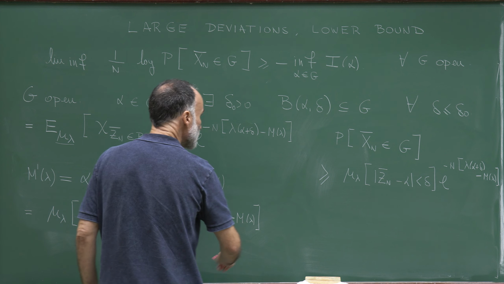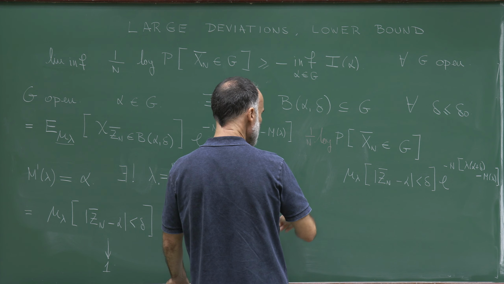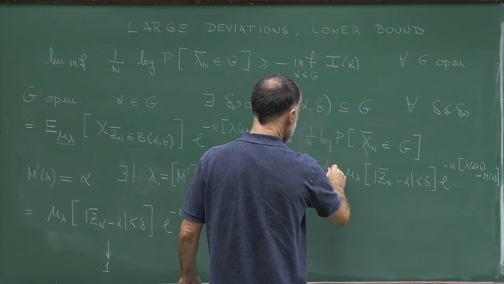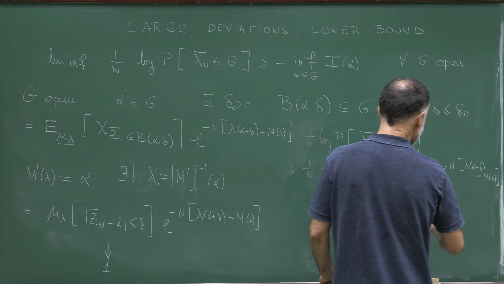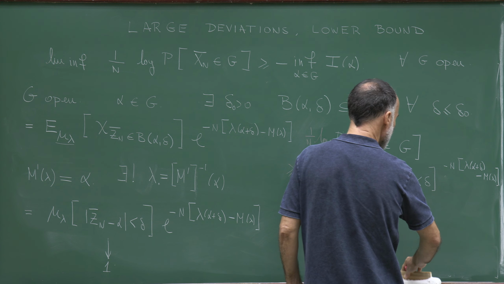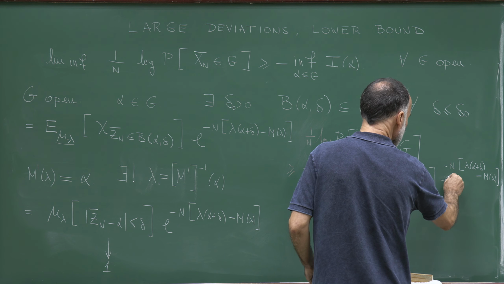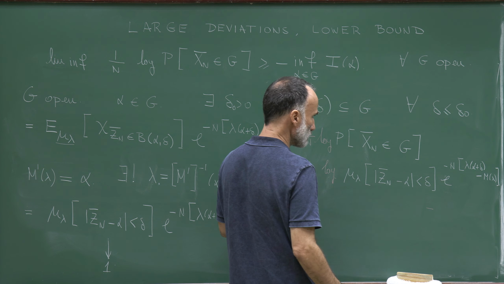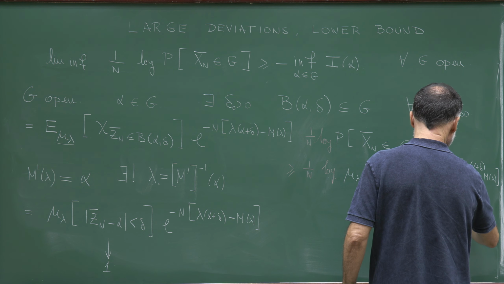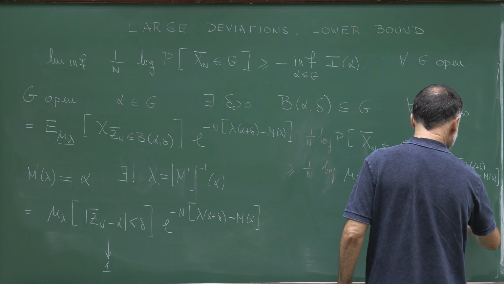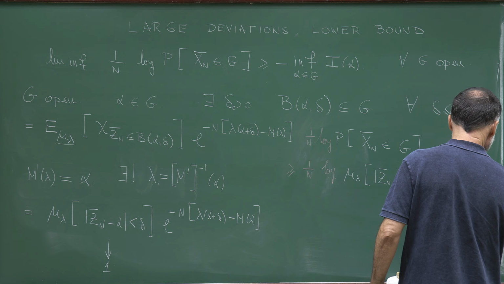So this means that if I take now a logarithm on the left-hand side and I divide that by n, this is larger or equal than 1 over n log this probability plus, but there is a minus sign, so that becomes a minus. I'm dividing by n, so this n will cancel too. So let me rewrite what we had before. I'm taking the log, so this exponential goes away. Then I'm dividing by n, so this n goes away. And here what I get is minus lambda alpha minus m of lambda, and then I have a minus delta times lambda.